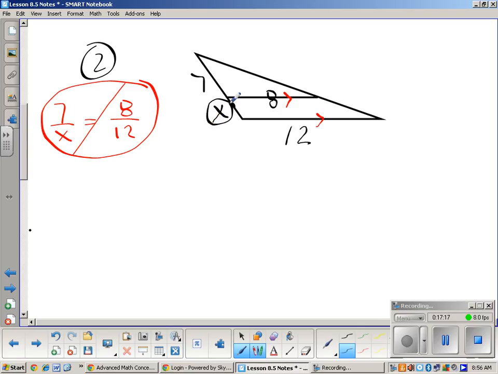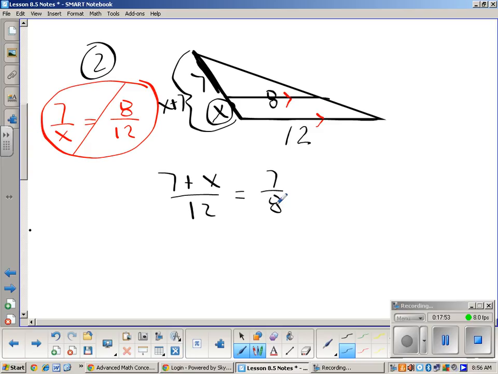This is only part of a segment, isn't it? 8 is the full length of this side, and 12 is the full length of this side, and 7 is the full length of that little triangle there. Right? And 8 or x is only part of it. And so the question is, how long is this whole segment? 7 plus x. So 7 plus x over 12 and 7 plus x over 12 and 7/8. Okay? I certainly could live with that.